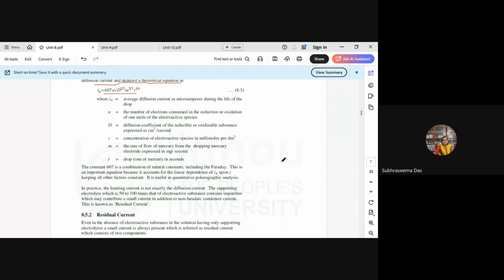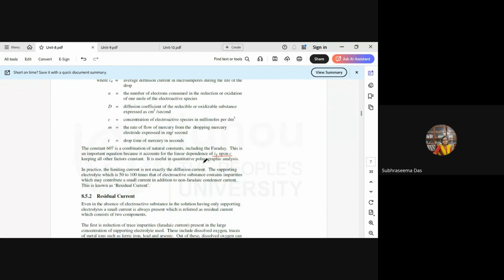Now if we look at equation 8.3, keeping all the factors constant, we see that the diffusion current ID is directly proportional to C. That is, there is a linear dependence of the diffusion current upon the concentration, keeping all other factors constant. This particular inference is very useful in quantitative polarographic analysis.